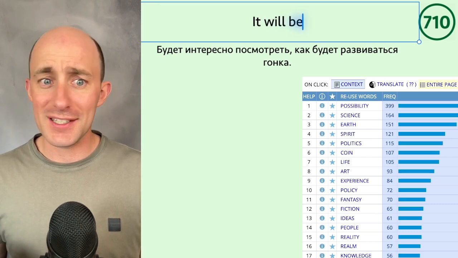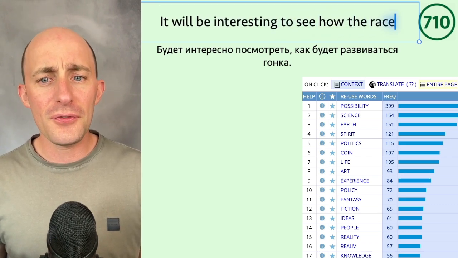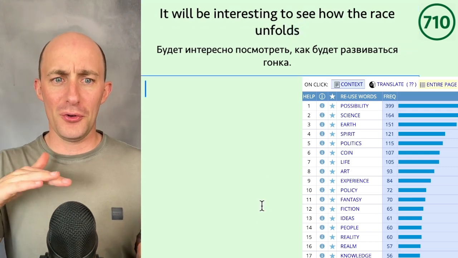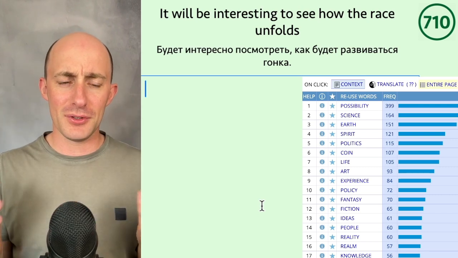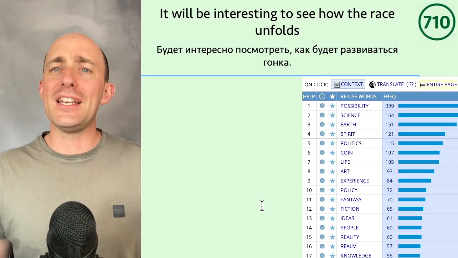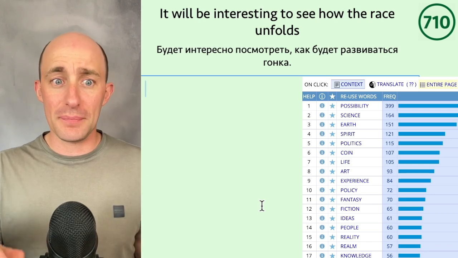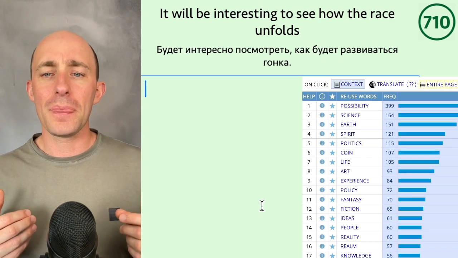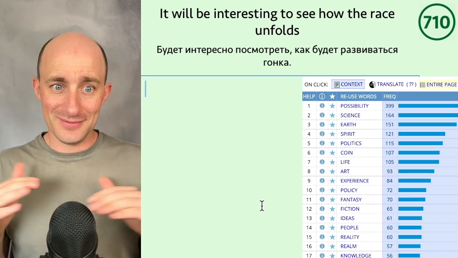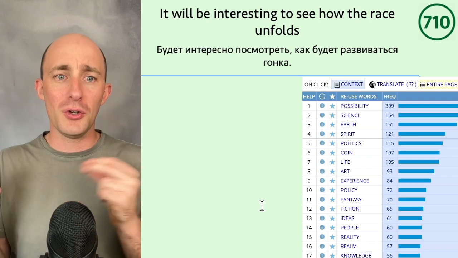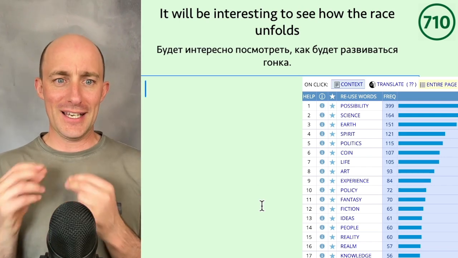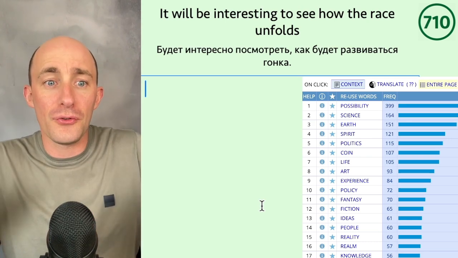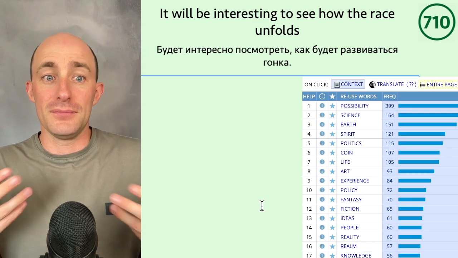It will be interesting to see how the race unfolds. So there's the verb to fold, right? Which is сложить. For example, to fold bed linen. For example, after washing the bed linen, I folded it and put it in the cupboard. Of course, you can also unfold something which is folded. You can unfold a piece of paper. But we don't only use it literally, we also use it in the context of an event. So an event can unfold.